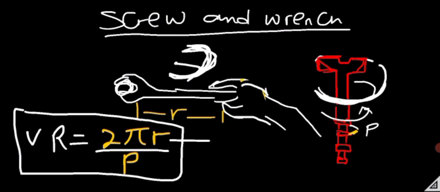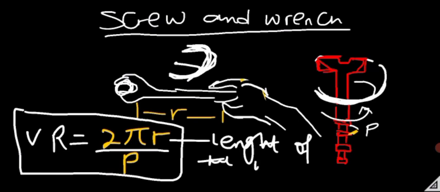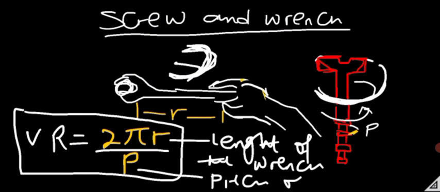R, are we getting it? R is the radius of the wrench, is the distance of the wrench, is the length of the wrench. P is the pitch of the boat. The pitch of the boat.